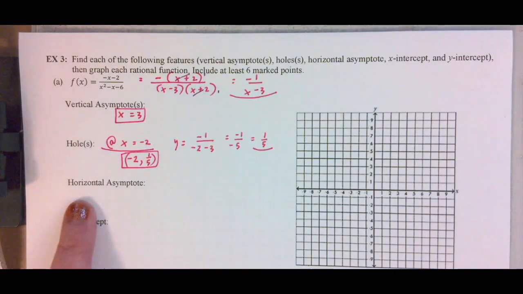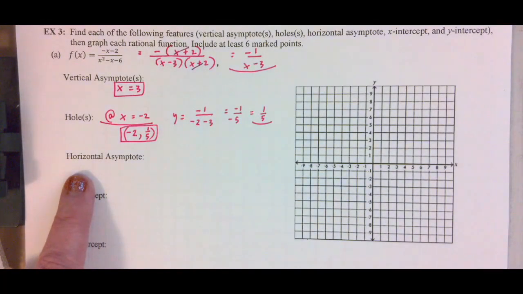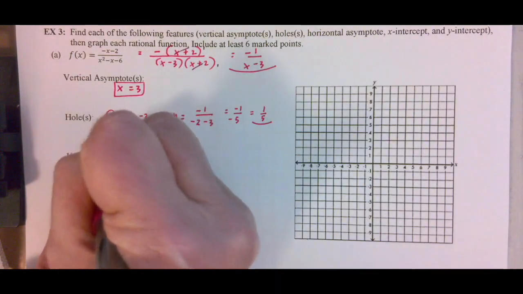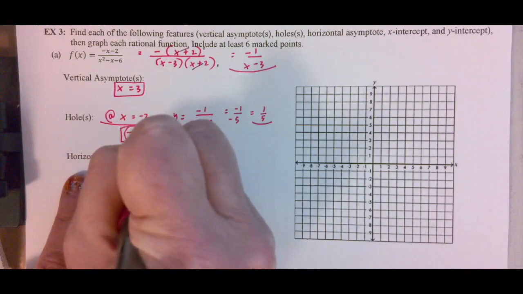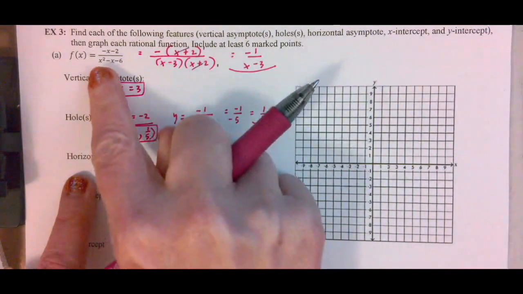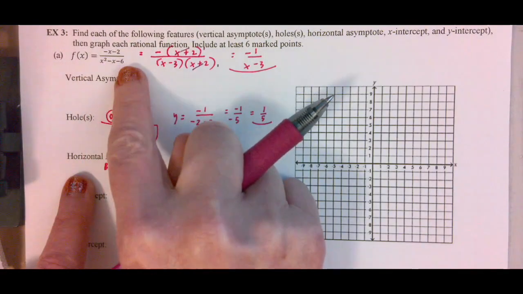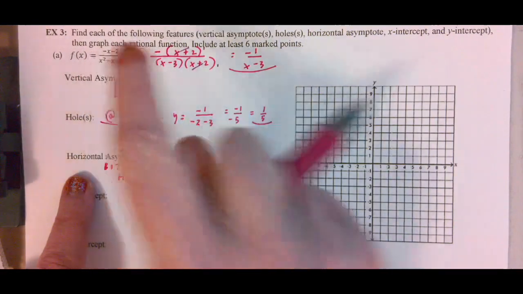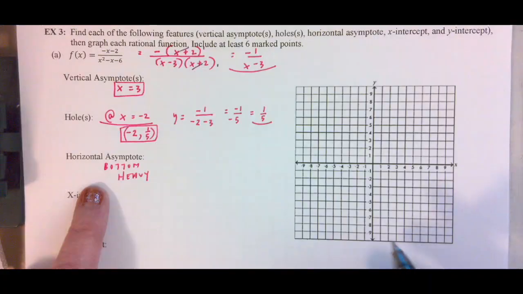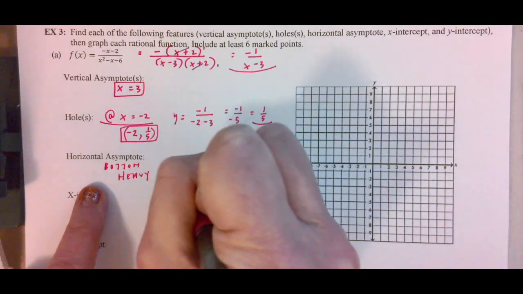Okay, horizontal asymptote, let me slide up. It is bottom heavy. I have a bigger degree on bottom. I have a linear over a quadratic. Bigger exponent on the bottom, bottom heavy. So that tells me it's going to be at y equals 0.